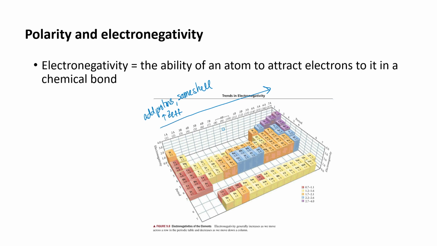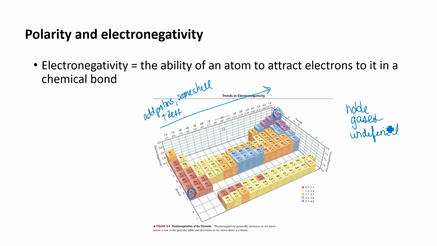You just need to know the periodic trend there. And fluorine's got the greatest electronegativity. Down here, francium's got very low electronegativity. You'll notice that the noble gases are left off here. And I've had people ask, does that mean they have electronegativity of 0? It doesn't mean their electronegativity is 0. It means their electronegativity is undefined.